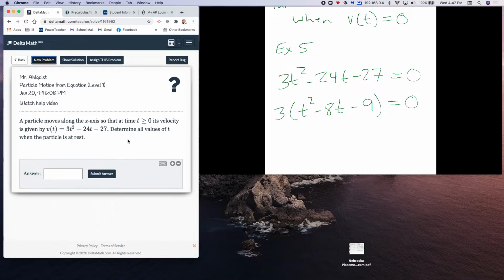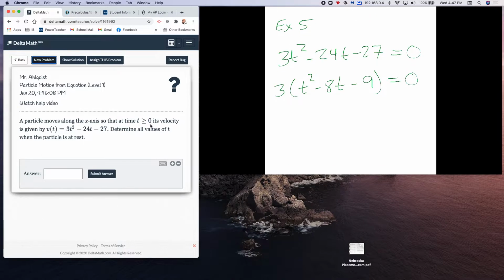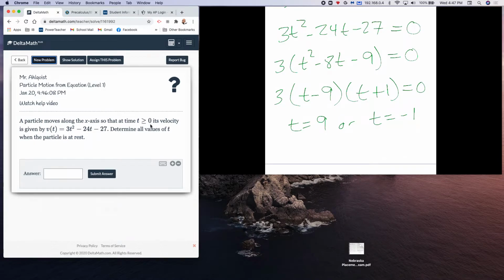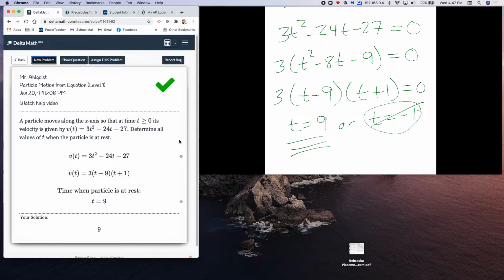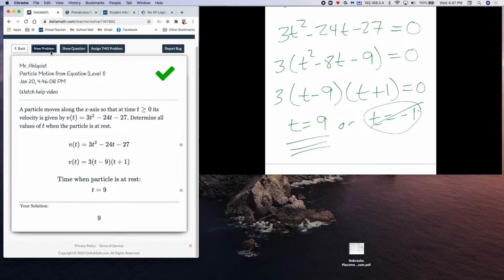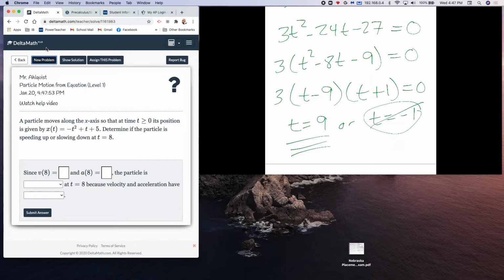Okay, notice it asked me for the times t greater than 0. So if I factor this, this would factor into t minus 9 and t plus 1. So that means t equals 9 or t equals negative 1. Since they wanted t to be greater than 0, negative 1 is not the answer, so we're just going to use 9. And that's it. Hopefully that's the end of them. I think that's all the types of problems you're going to see in that grouping.